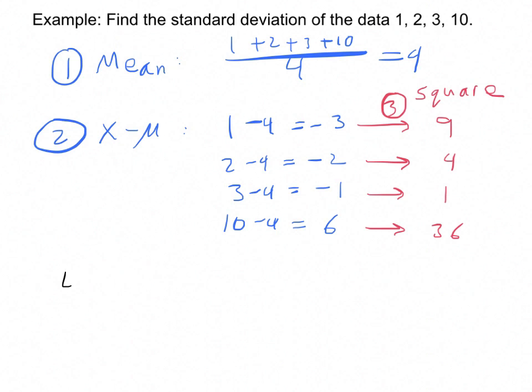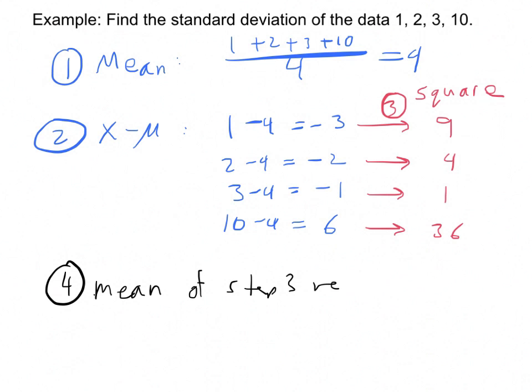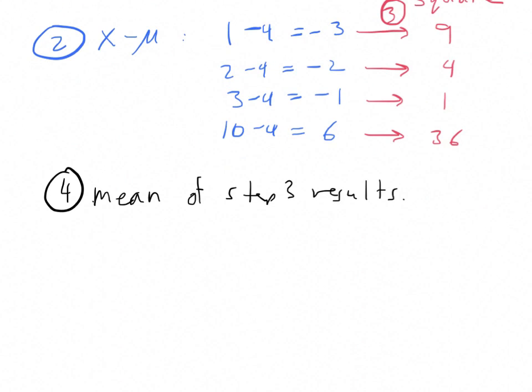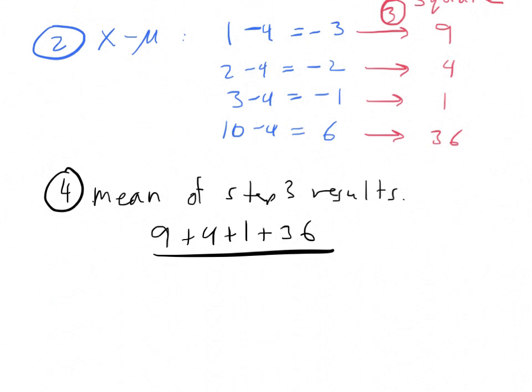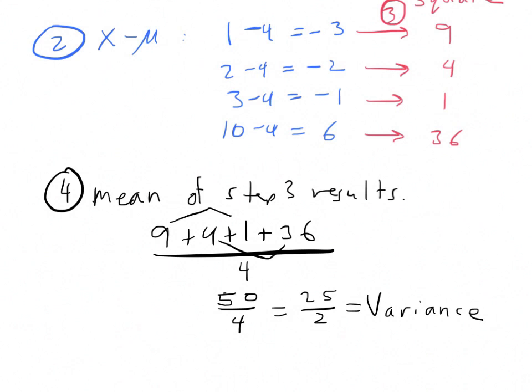Then step 4, I'm supposed to take the mean of step 3 results. So that means I'm supposed to do 9 plus 4 plus 1 plus 36 all over 4. These two things together make 10. These ones make 40. So I'm looking at 50 over 4, which reduces to 25 over 2. This is the variance. I know the question didn't ask for the variance, but if it had, there it is.